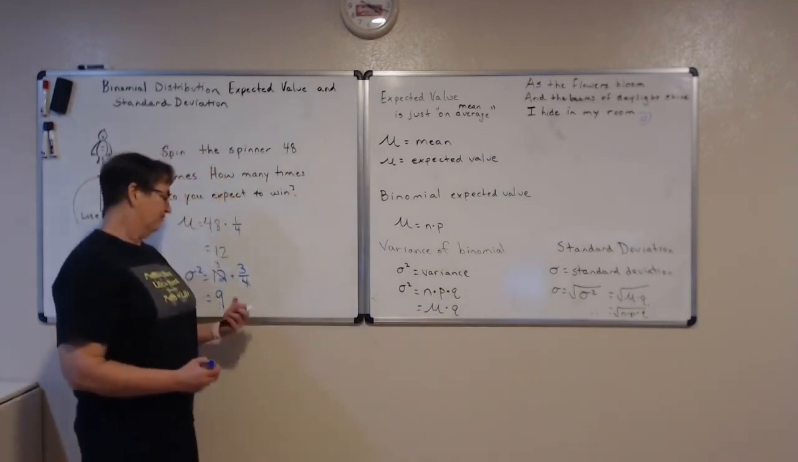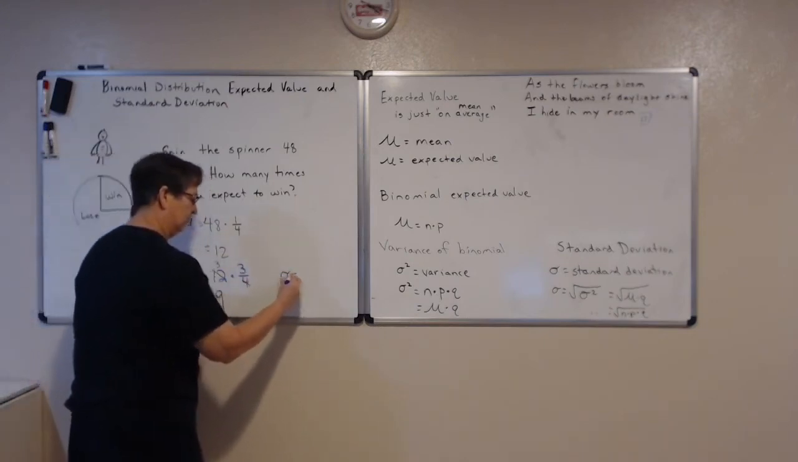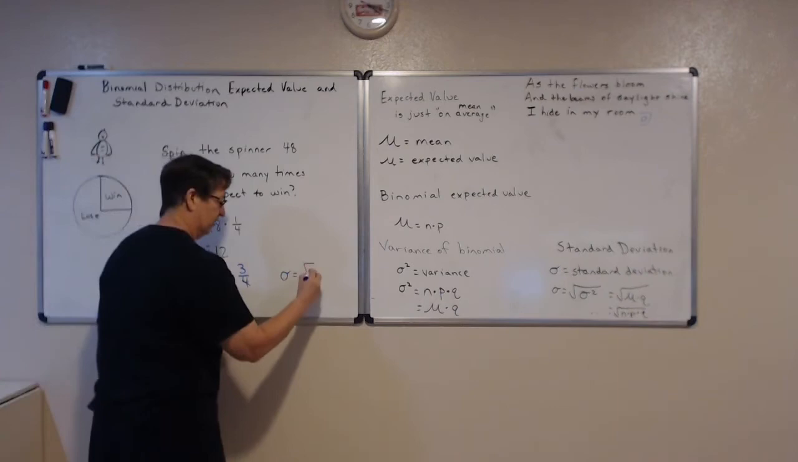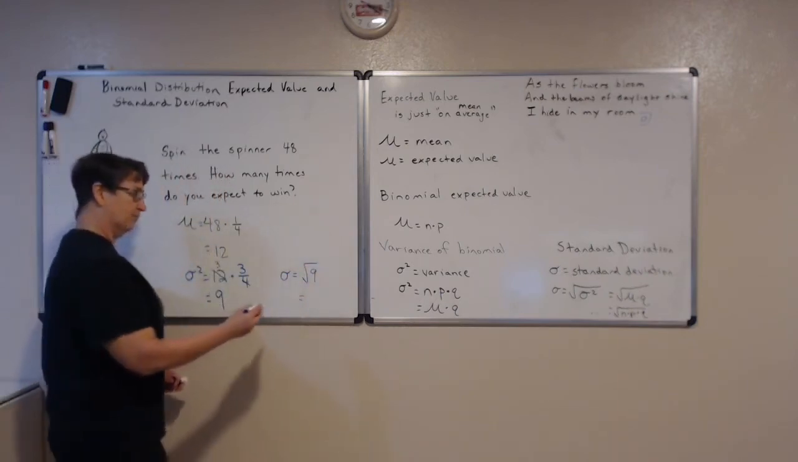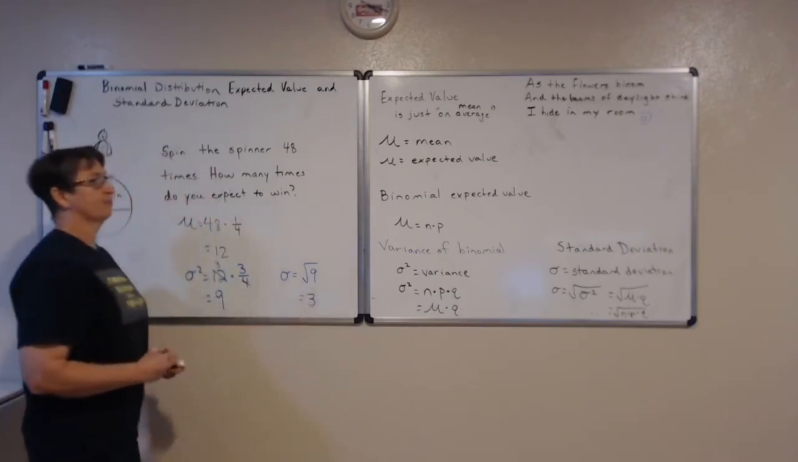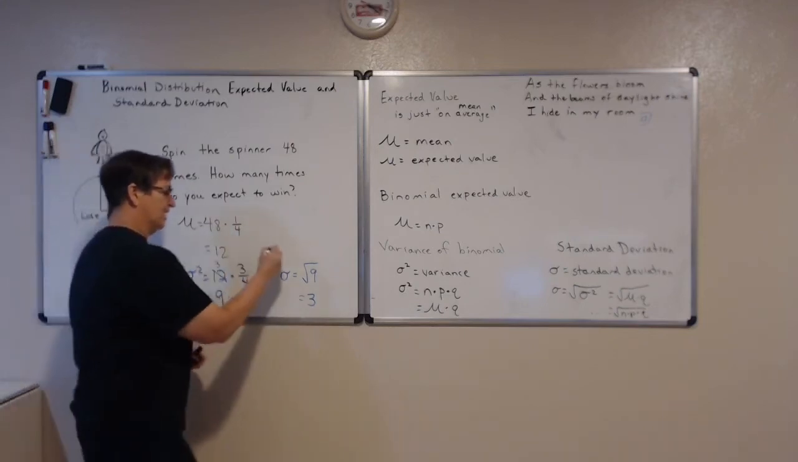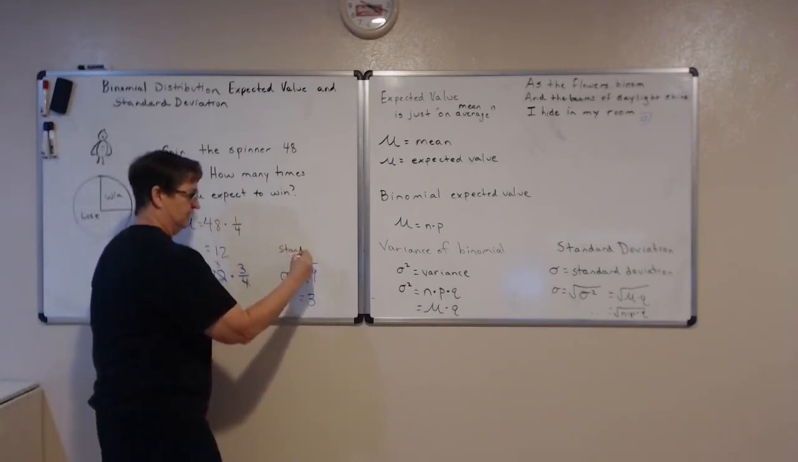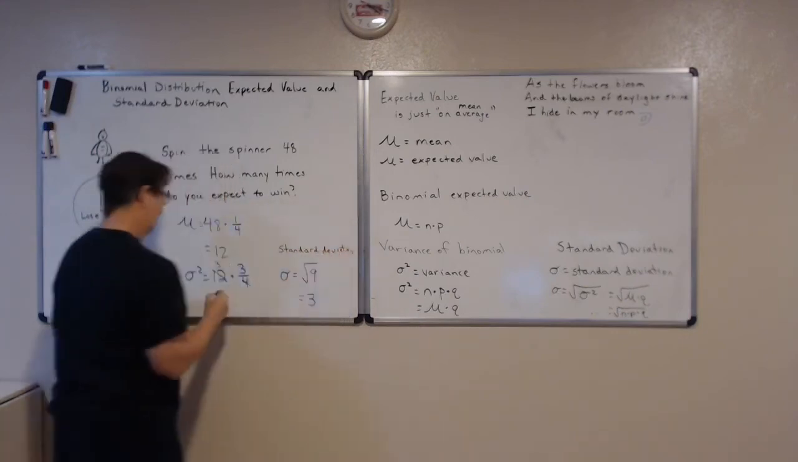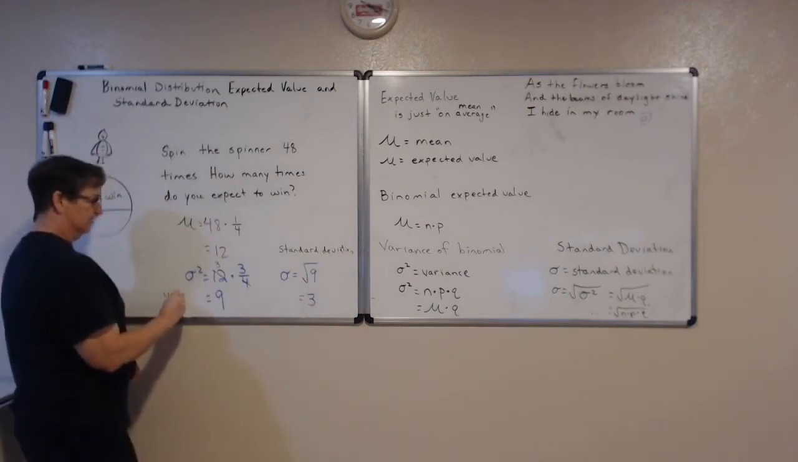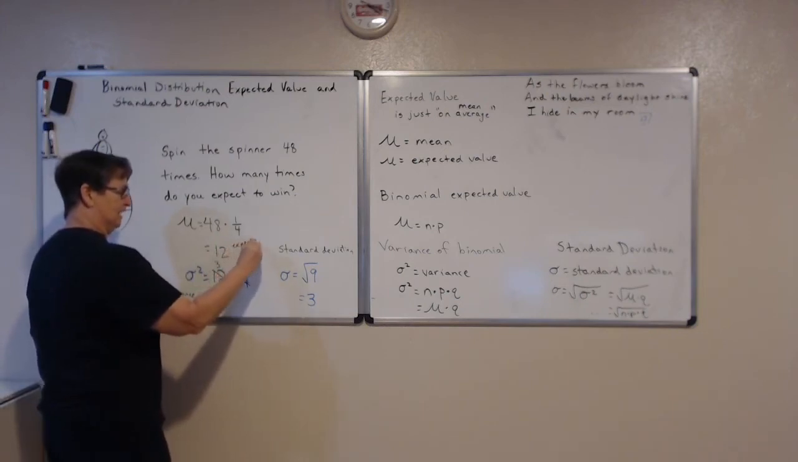So back over here, if I want to find the standard deviation of this, all I do is take the square root of 9, and I end up with 3. So the standard deviation is 3. My variance is 9, and my expected value, or the mean, is 12.